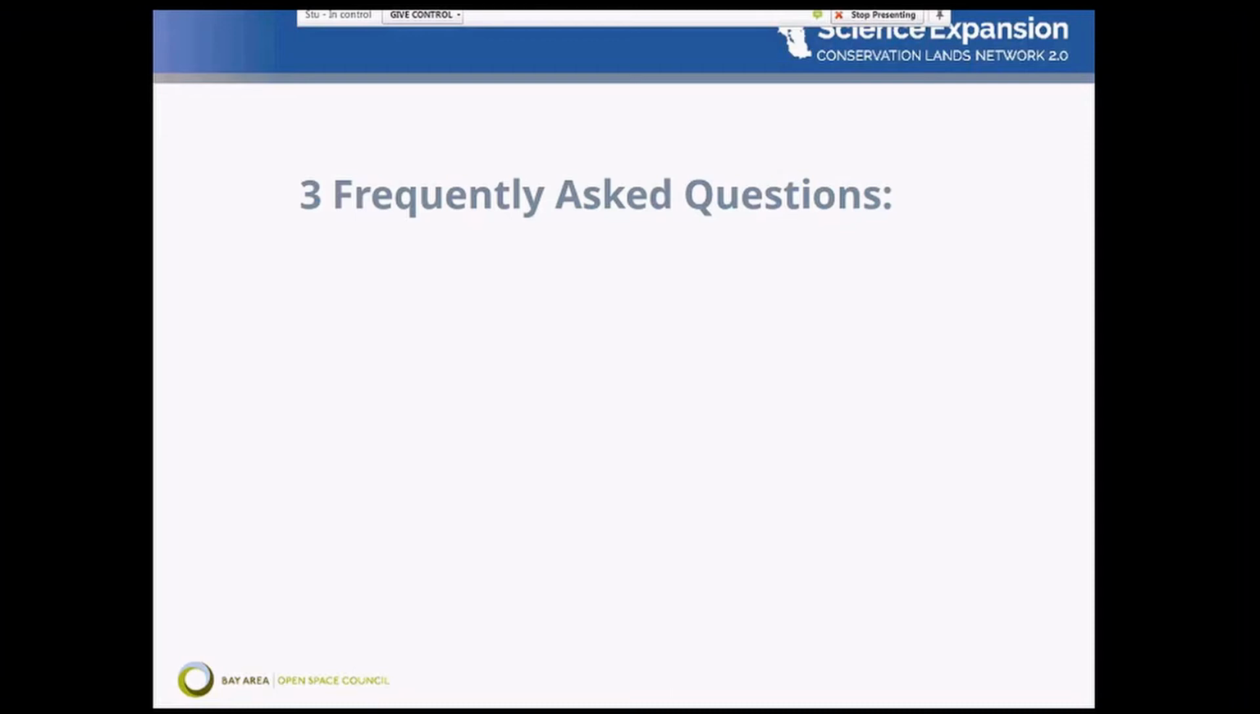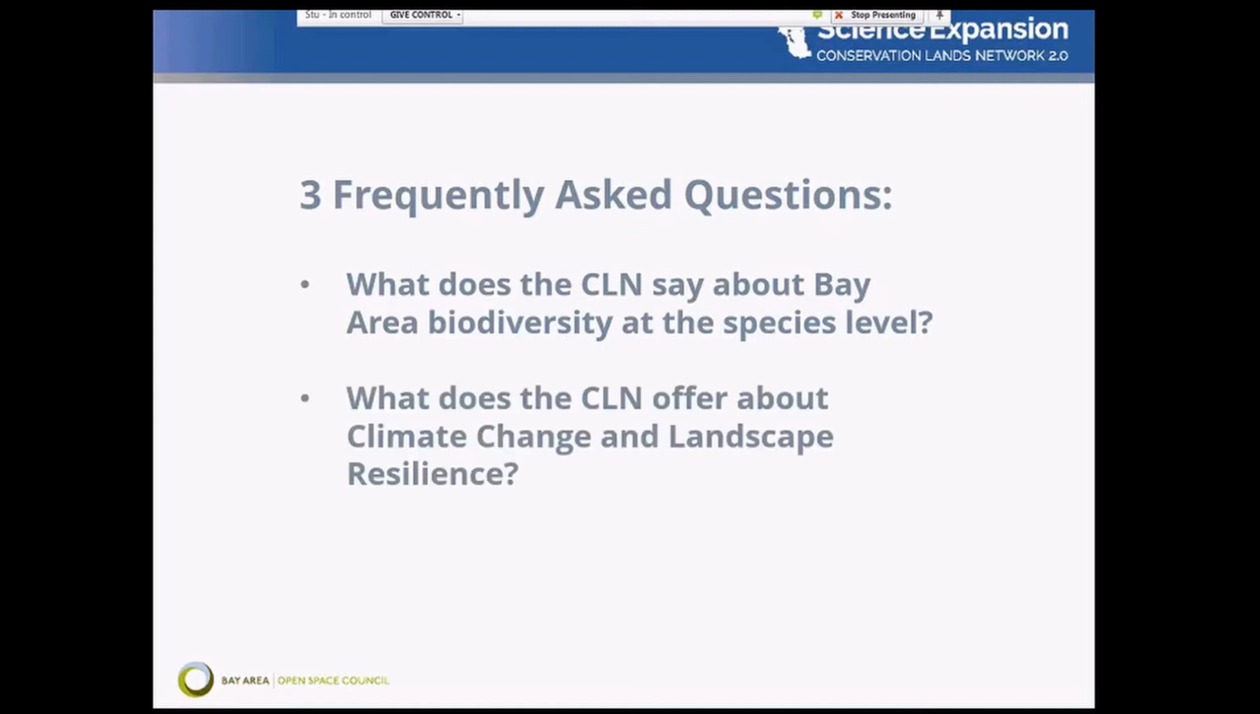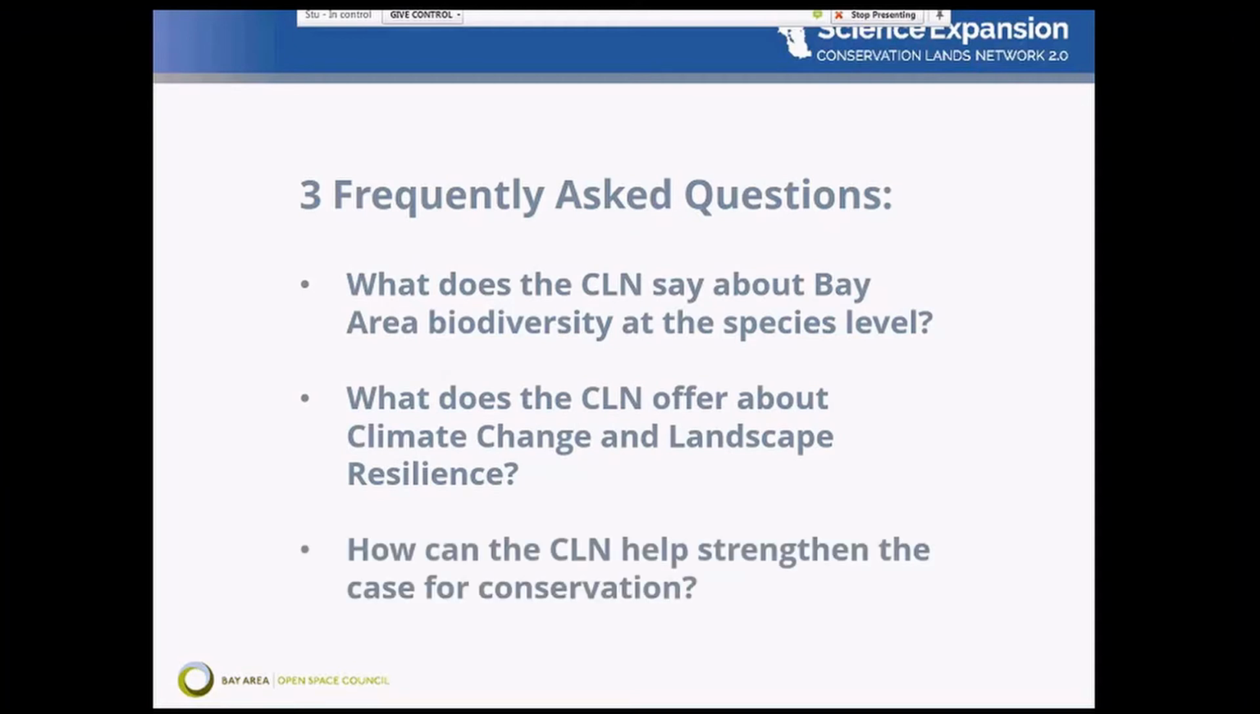So we're going to take 3 frequently asked questions. What does the CLN say about biodiversity at the species level, because I think a lot of us are thinking about specific taxa? What do we offer about climate change and landscape resilience? And how can CLN strengthen the case for conservation in general?